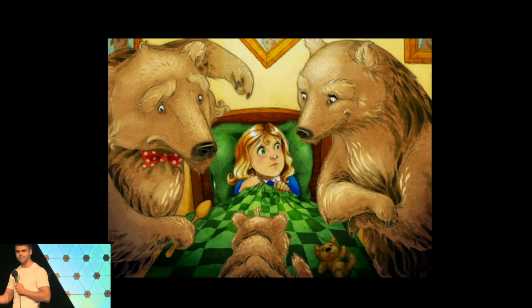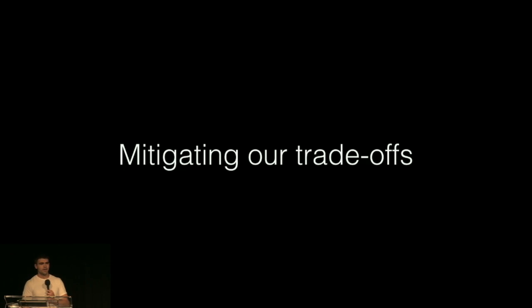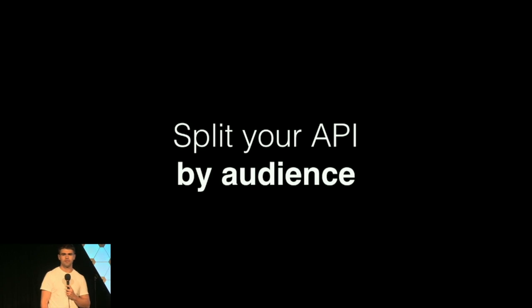And so in this next section of the talk, I'd like to explore some ideas for how we mitigate those and compare those trade-offs. In particular, I'd like to highlight one technique that it seems like is gaining prevalence, which is to split your API by the audience using it.